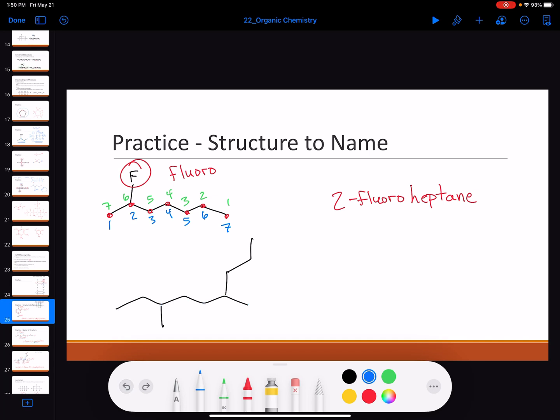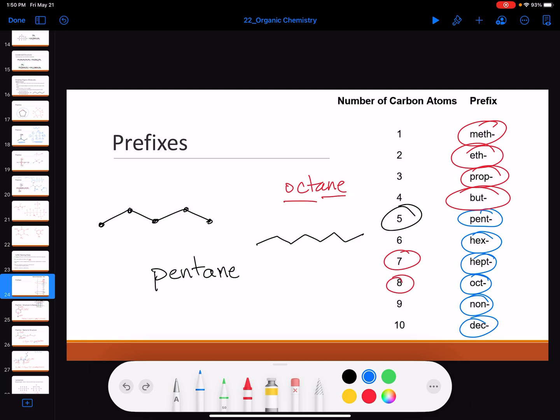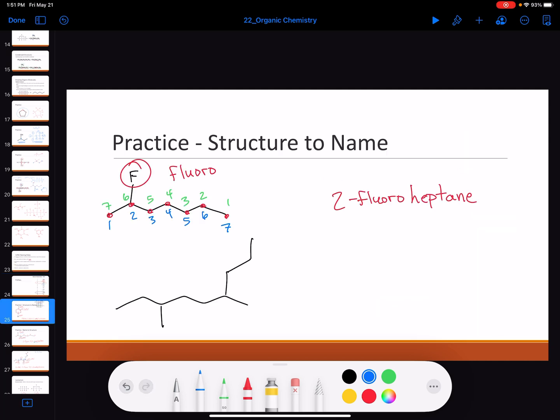I could have also gone 1, 2, 3, 4, 5, 6. That's not as good. But you can probably already guess the best way would be 1, 2, 3, 4, 5, 6, 7, 8, 9, right? Even though it kind of zigzags, it doesn't matter. I'm just looking for the longest chain, okay? Longest chain is 9 carbons. I go back to this chart, nonane, right? Oops, yeah, because non is 9. So I'm going to call this nonane.